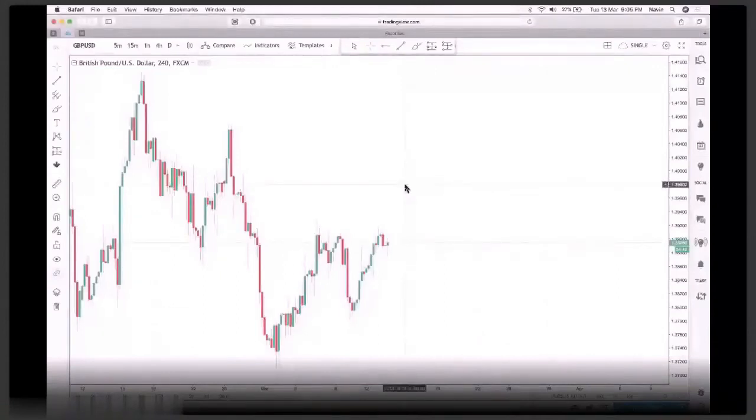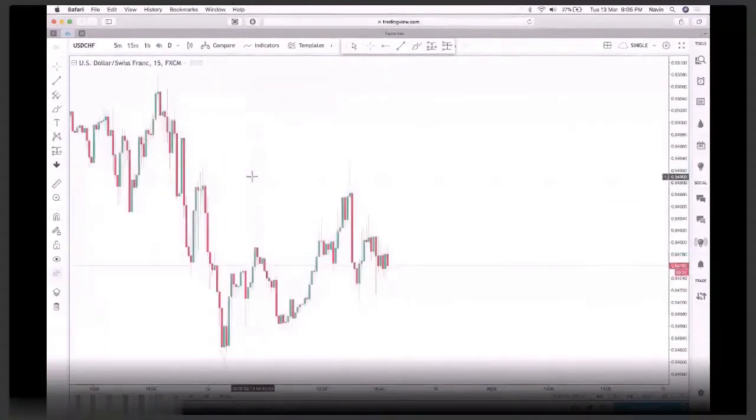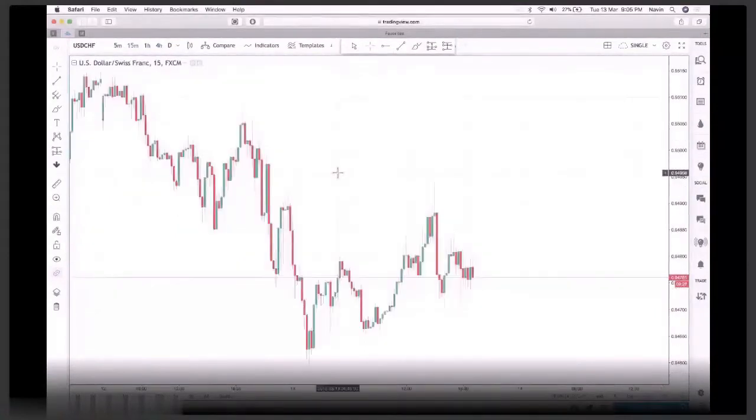Okay, so yeah, here we go. So let me pull up some charts here. I'm gonna move on to USD Swiss franc. Let's start with the 15-minute charts here. We're gonna work on this one and we'll work our way up. If you guys have any requests for certain charts, we can look at that as well. But for now, here we go.